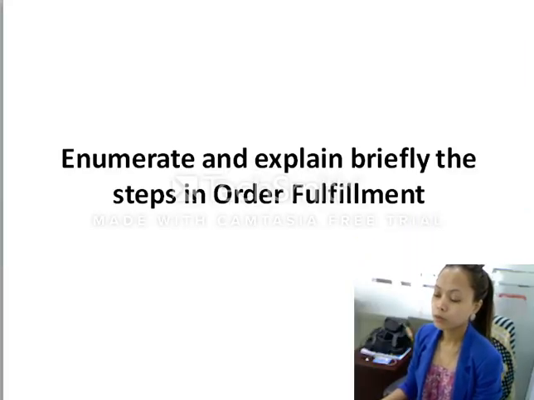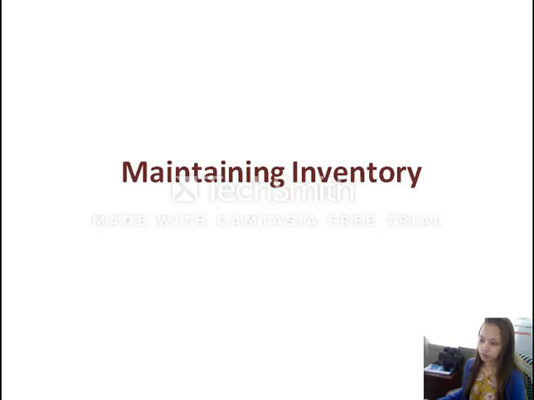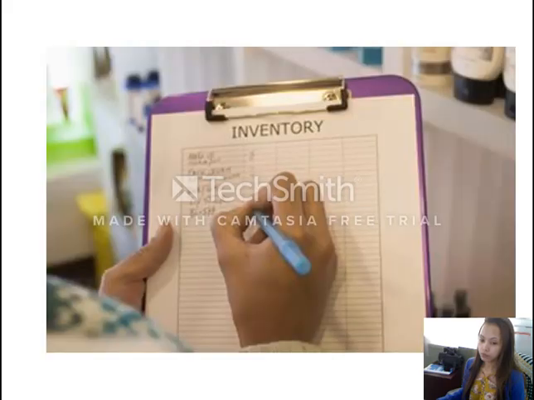For question number 1, enumerate and explain the different steps in order fulfillment. Maintaining inventory. Maintaining an accurate inventory is very important and counts for any type of business.